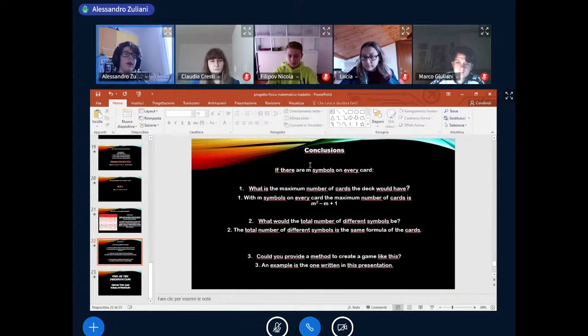So, in conclusion, if there are n symbols on every card, what is the maximum number of cards the deck would have? With n symbols on every card, the maximum number of cards is n squared minus n plus 1. And what would the total number of different symbols be? The total number of different symbols is the same formula as for the cards, so n squared minus n plus 1.